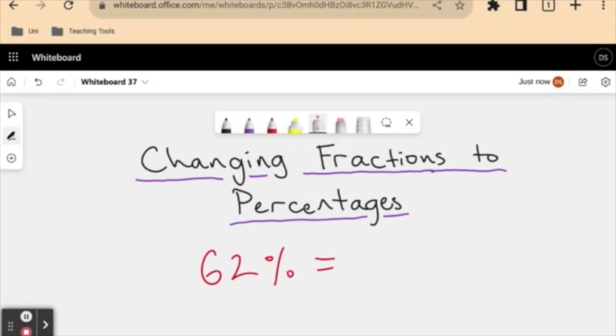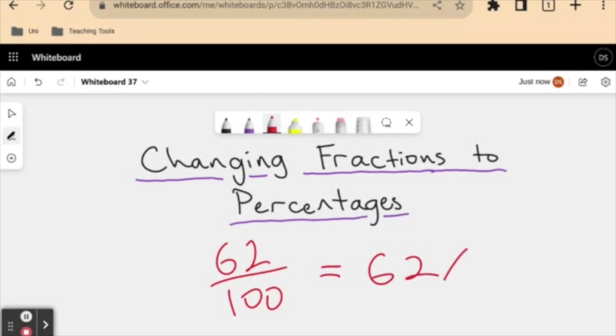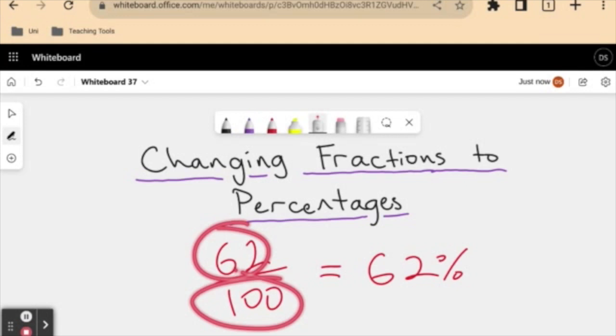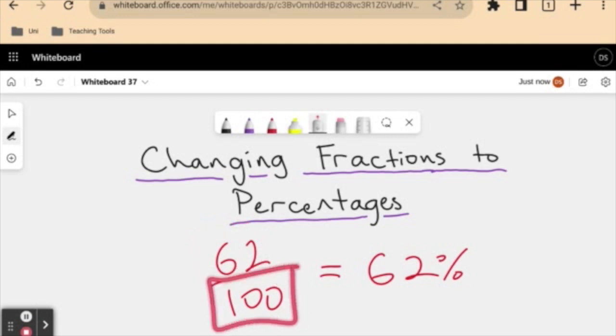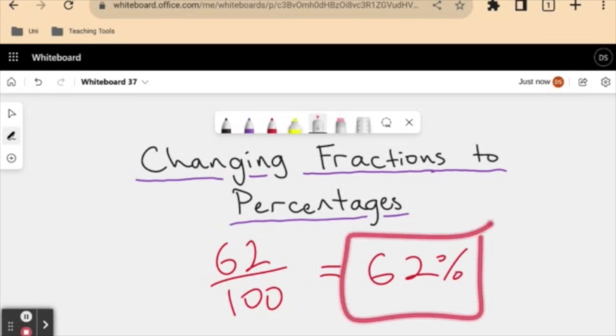Oh, sorry. Let's actually write my fraction first. That'd be a good idea. So let's write 62 over 100. That's my fraction. Now, to change this to a percentage would just be 62%. It's this number expressed as a fraction of 100. So this is true for any fraction with a denominator of 100. We can just write it straight out as a percentage here.